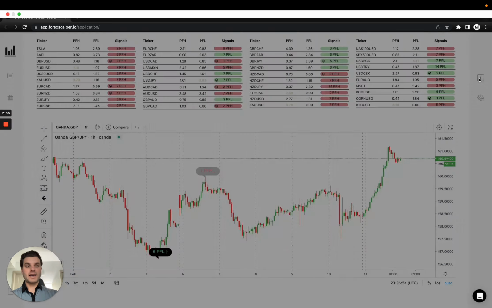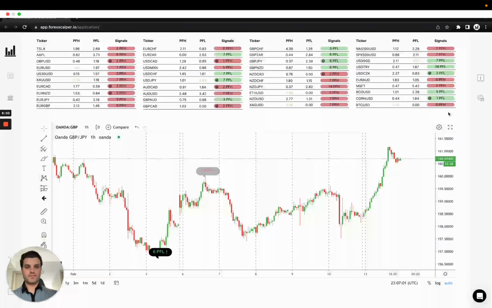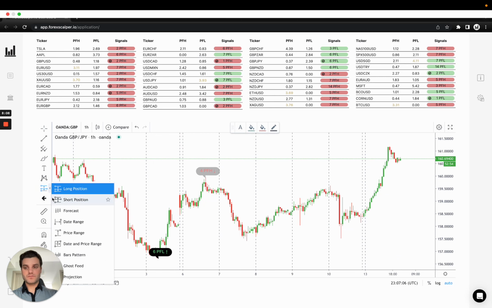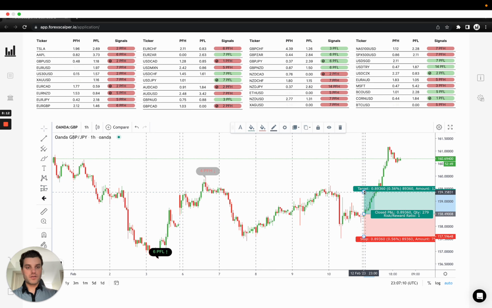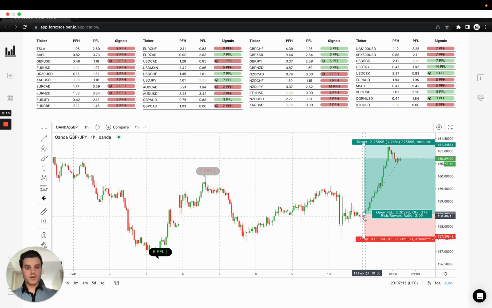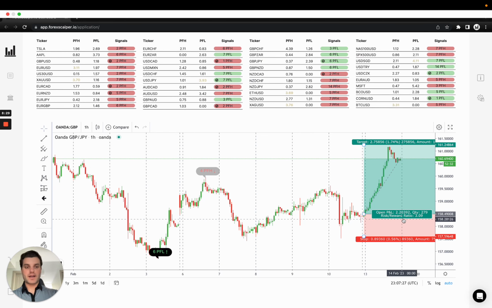If you open up the eye icon here, PFH and PFL update once per day after the daily candle close. So we actually had price make the PFL here, right here on this new day. Each one of these line breakers, these vertical lines, calculates a brand new day. 5 p.m. EST, 5 p.m. EST, 5 p.m. EST allows you to count the days back.